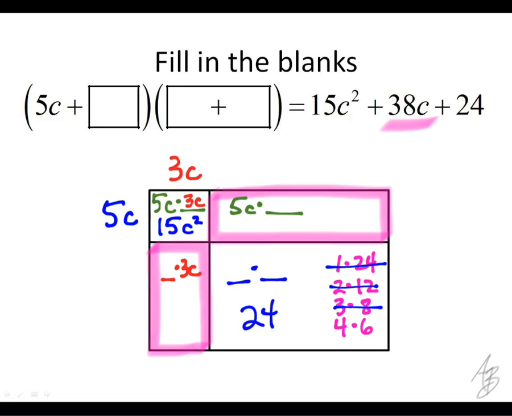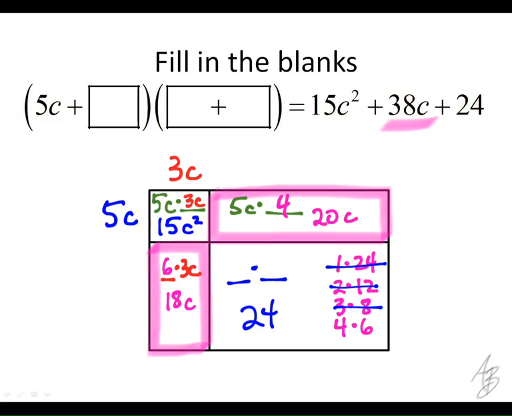So that leaves 4 and 6. Hopefully that'll work. 4 here, 6 here. What's 5 times 6? 30. 4 times 3? 12. 30 plus 12? 42. That doesn't work. Let's switch it. 6 and 4. 5 times 4 is 20c, okay, and then 6 times 3c, 18c. Does that get what we need? Yeah, because 18 plus 20 is 38.